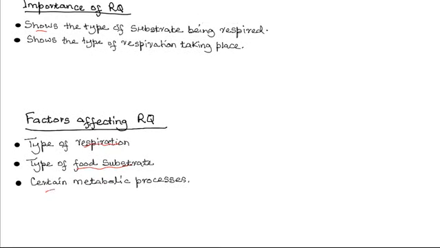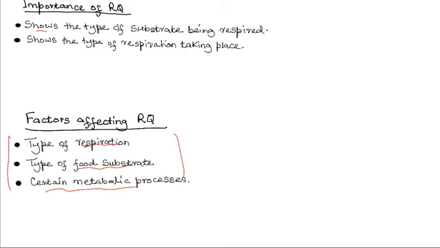Then there are those certain metabolic processes, like conversion of carbohydrates into fats, that will also affect the rate of respiration and also the type of products, because there are certain reactions that consume carbon dioxide. So the value obtained is going to be much smaller than should actually be the case. So these are the factors that affect RQ in an organism.